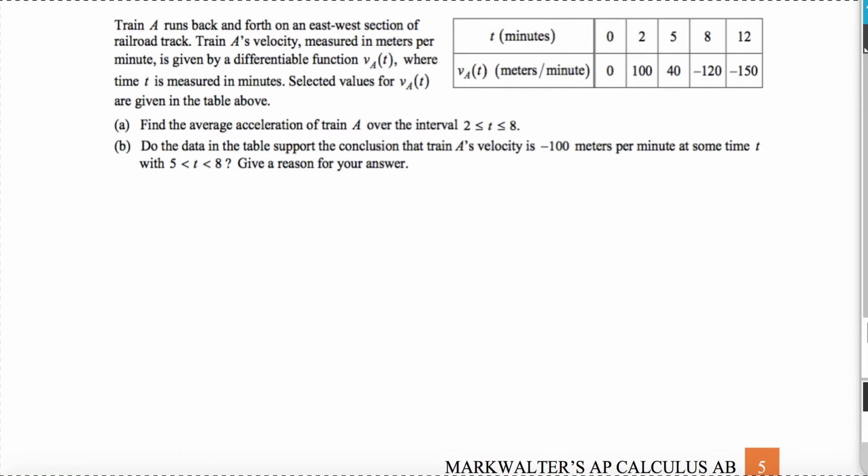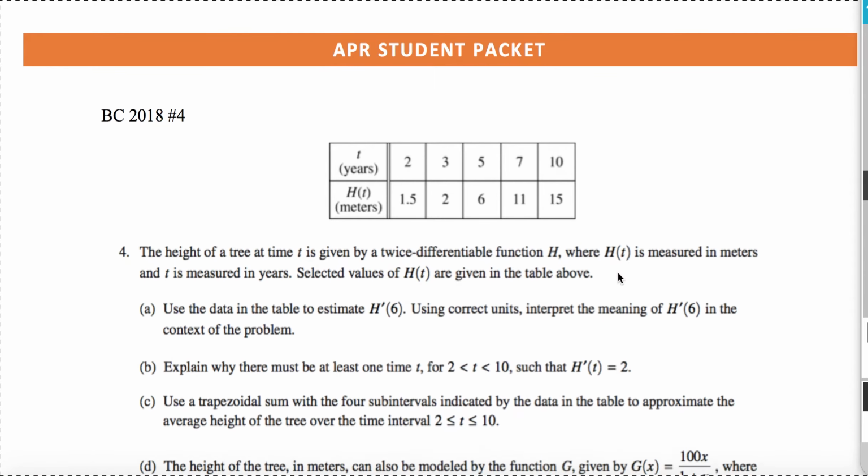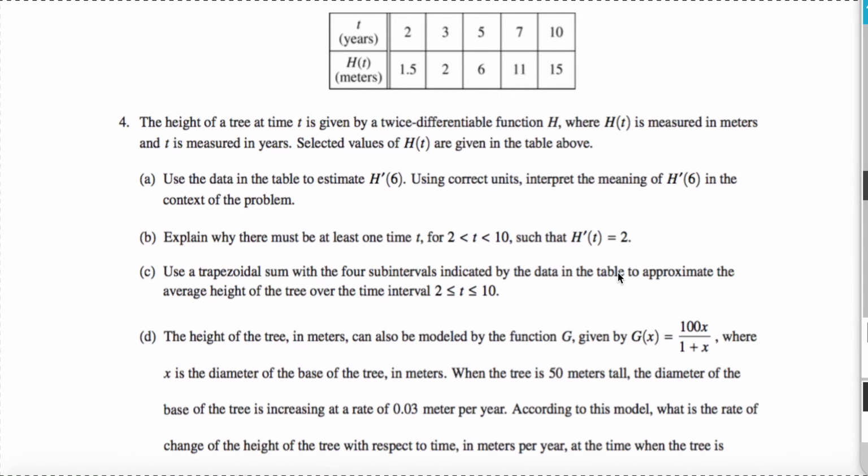Let's take a look now at the next true response question, a little more challenging one. I'm going to kind of bounce around since we got kind of a bigger problem to work with here, okay? So we have a table, and it says the height of a tree at time t is given by a twice differentiable function, h, where h of t is measured in meters, and t is measured in years. Selected values of h of t are given in the table above. We know it's a twice differentiable function. We know h is measured in meters, is measuring the height of the tree.